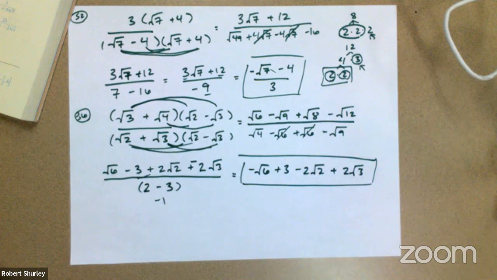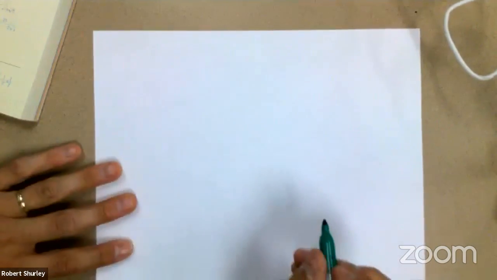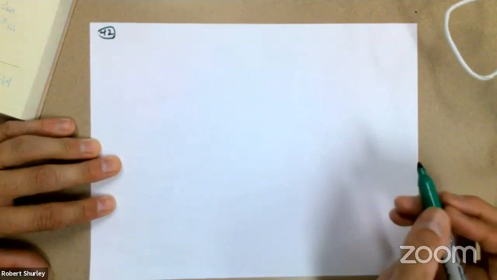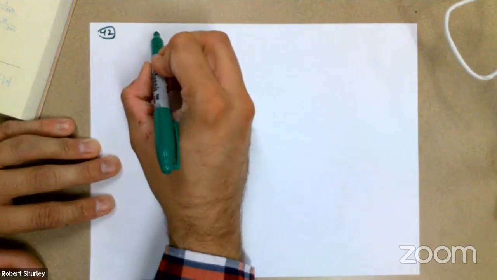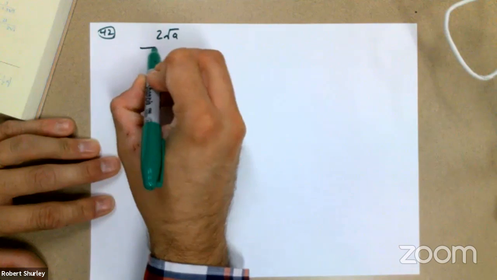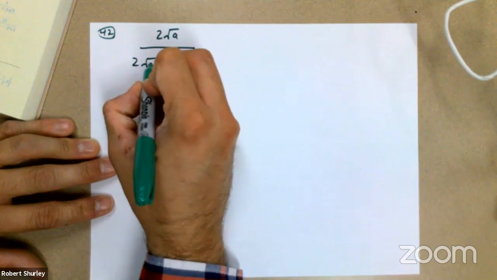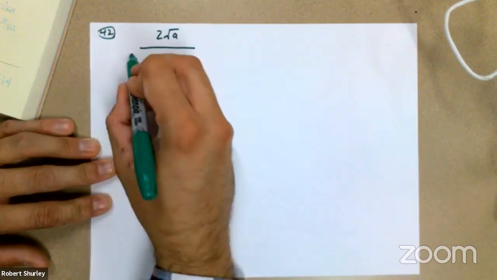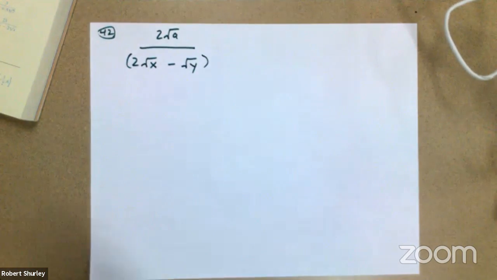Okay, let's do one with variables. I feel like the ones with variables turn out to be a little easier because there's less simplification, typically, because the numbers wind up simplifying more. So let's choose one with variables that looks a little weird. Let's say 42. Rationalize the denominator. We've got 2 square root of a over 2 square root of x minus the square root of y. Put parentheses around here first. So this is what 42 looks like on page 549.